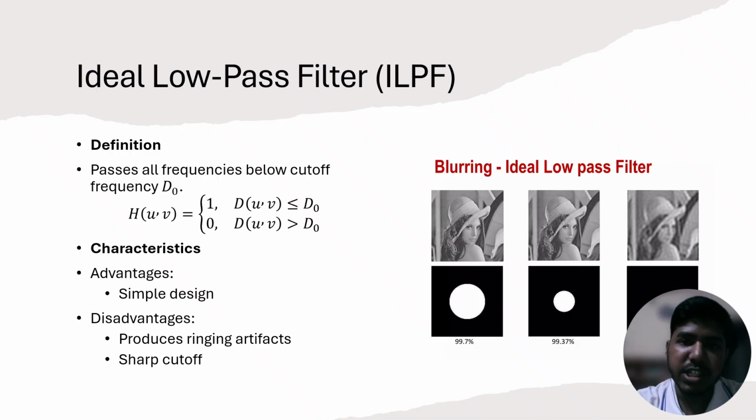The ideal low-pass filter passes frequencies below a selected cutoff value. All frequencies above the value are blocked. It is simple to understand and implement. However, it often creates unwanted ripple effects around the edges. These effects are called ringing.